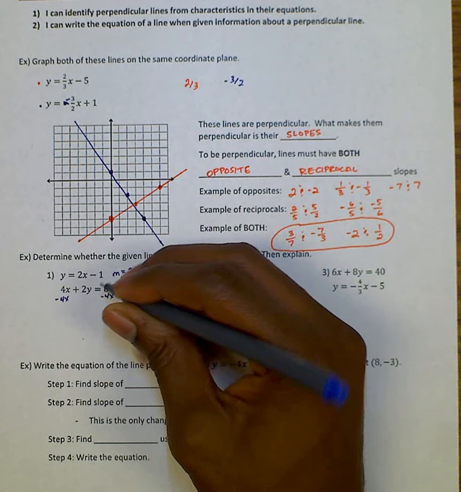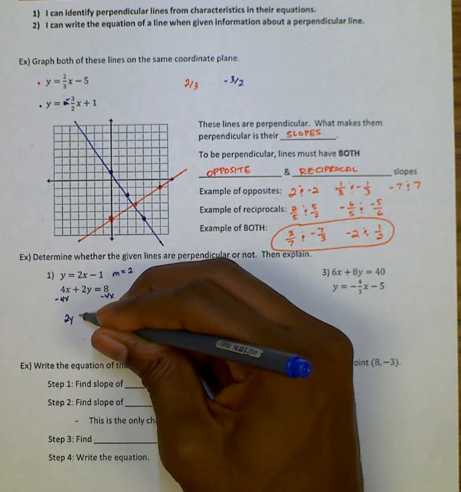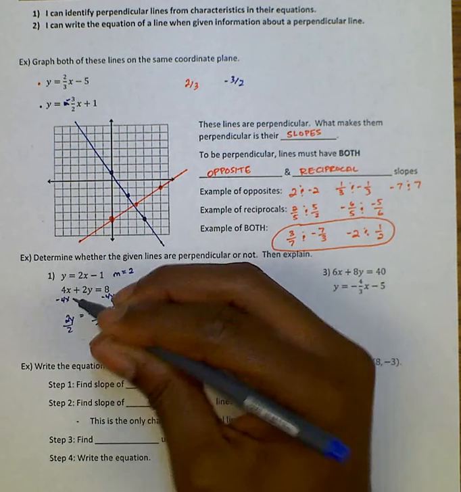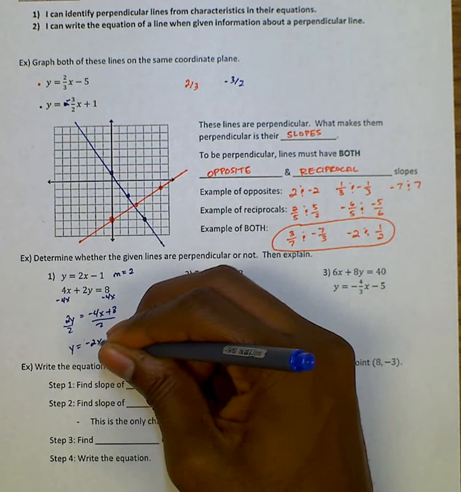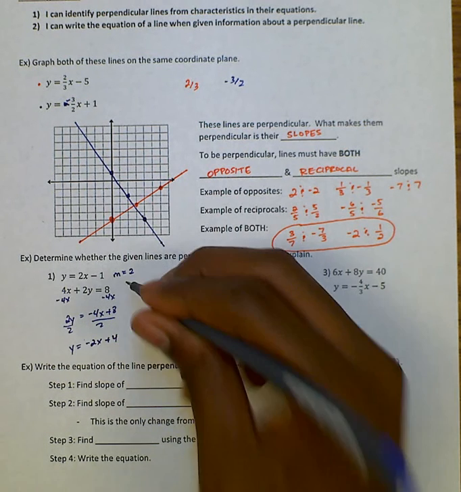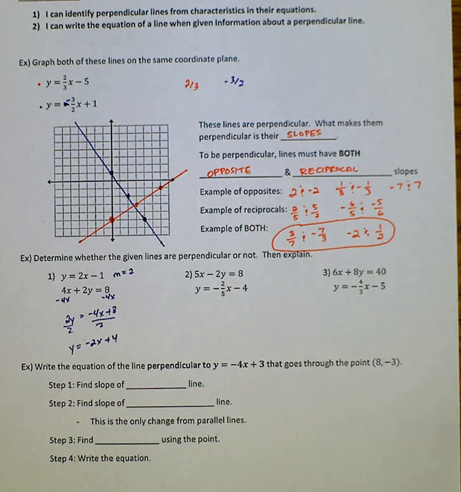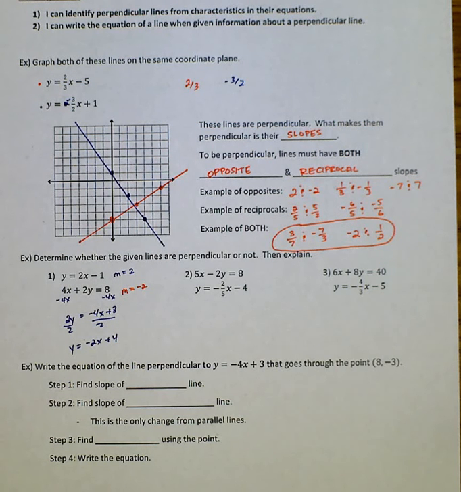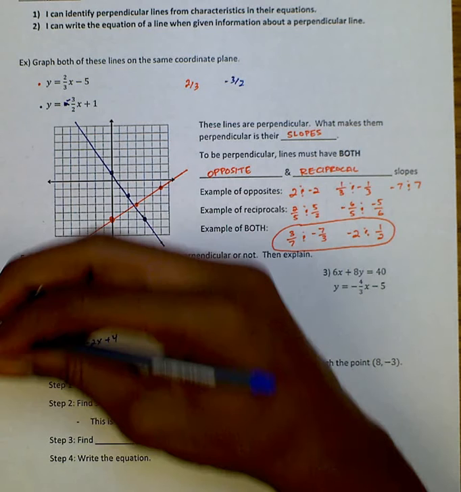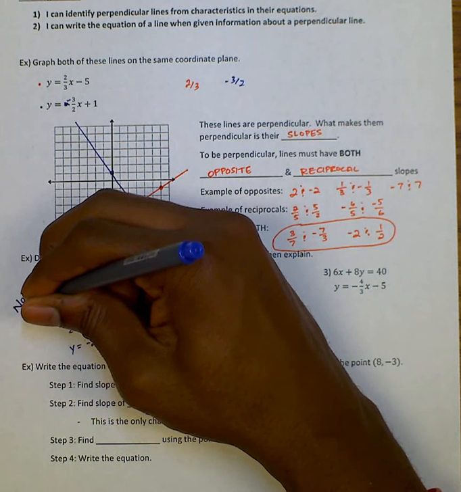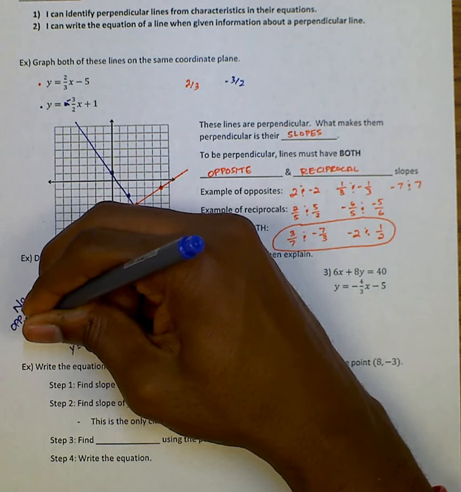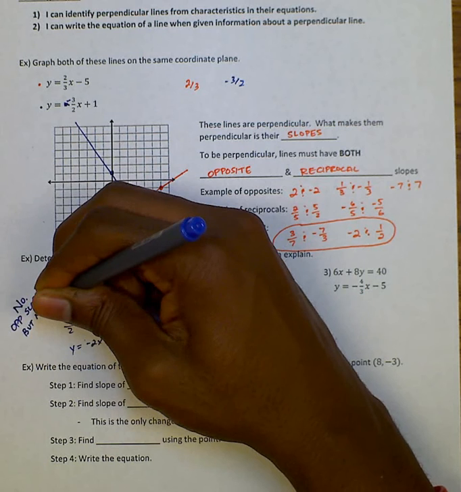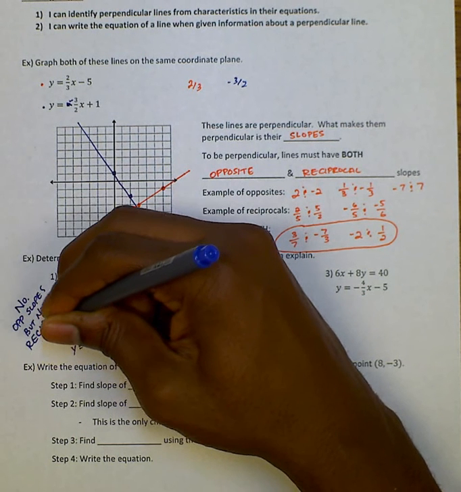perpendicular or not. We get 2y equals -4x plus 8. Divide by 2. We'll get y equals -2x plus 4. So the slope of our second line is -2. These are not perpendicular. The answer is no, because they are opposite slopes, but not opposite and reciprocal slopes. They need to be opposite and reciprocal.